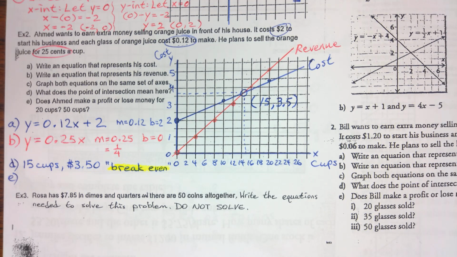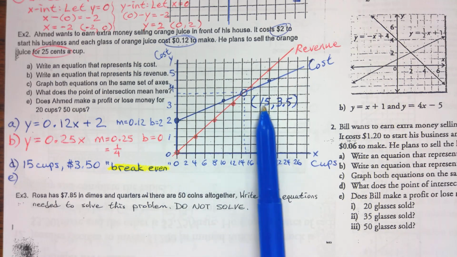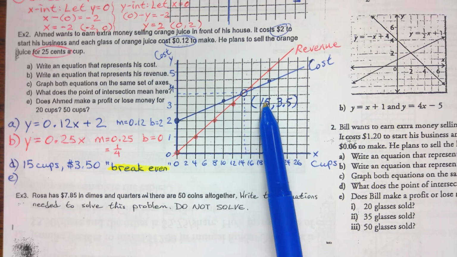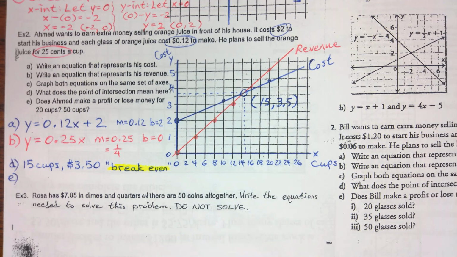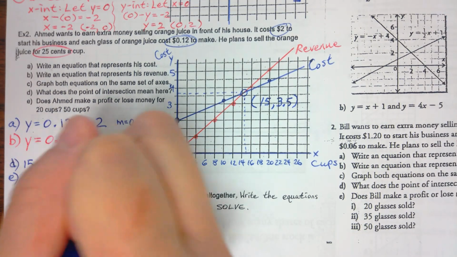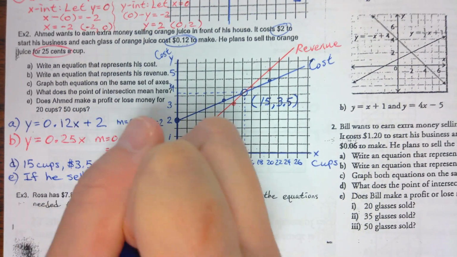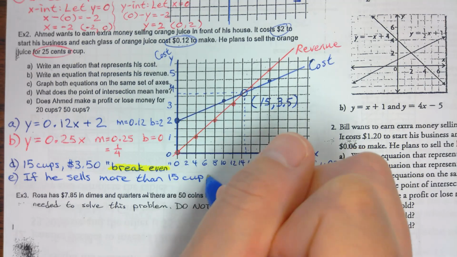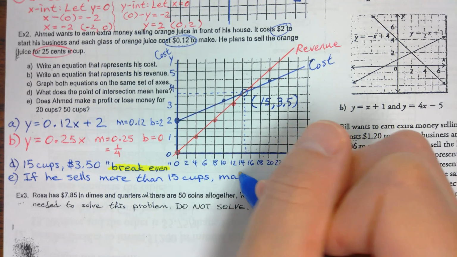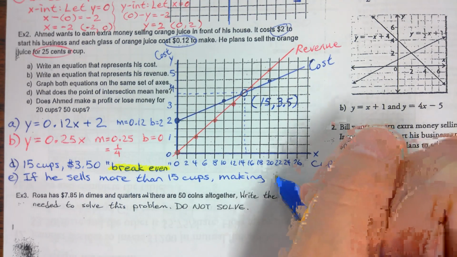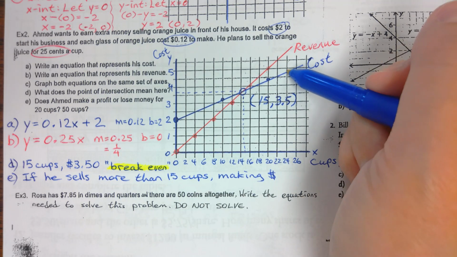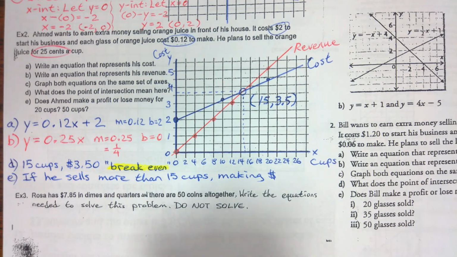Nicholas. Right. Okay, we did all this math to figure out this number. So let's use this number. Alright. It will depend if he can sell more or less than 15 cups. So if he can sell more than 15 cups, then what does that mean? Is he making or losing money? He's making money because the revenue is higher than the cost. You see the red line is higher than the blue line? Yes. So he's making money.